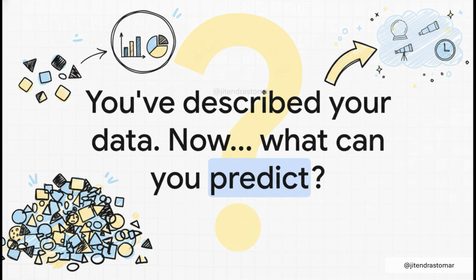So what we've seen is that descriptive statistics gives us this incredible power to look at a mountain of past data and make perfect sense of it. It is the absolute foundation of all data analysis, but it also leaves us on the edge of our seats with one really big question. Now that we can describe the past so well, what can we predict about the future? And that is where the real adventure begins.